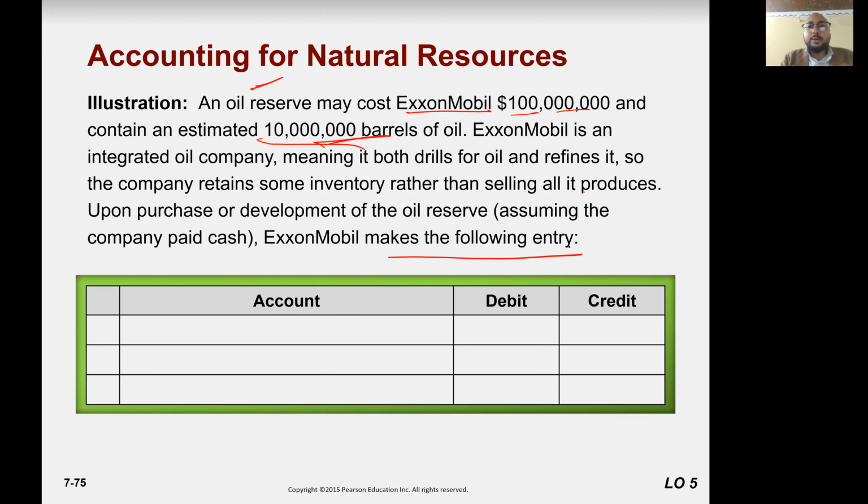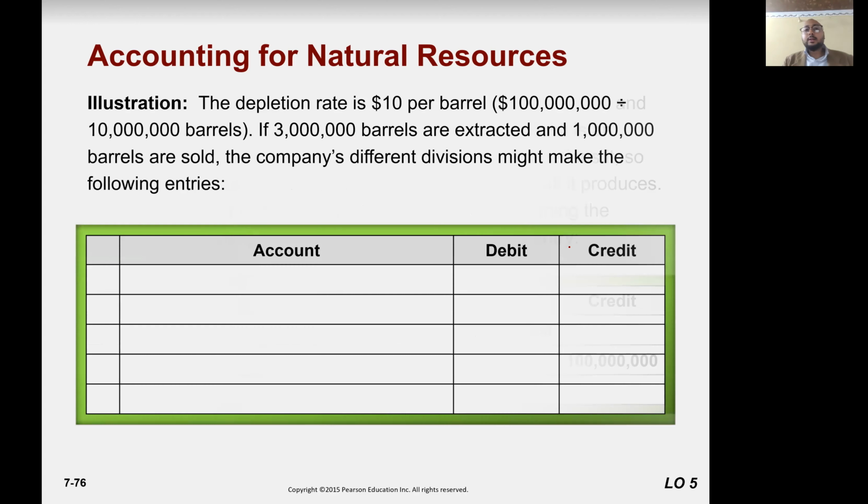So upon purchase and development of the oil reserve, ExxonMobil makes the following entry. So what is the entry? The cost entry is going to be oil reserve to cash. So they purchased that reserve. Second one: what is the depletion rate? They bought it for 100 million. What is the capacity? 10 million. That means $10 per barrel is the depletion rate.